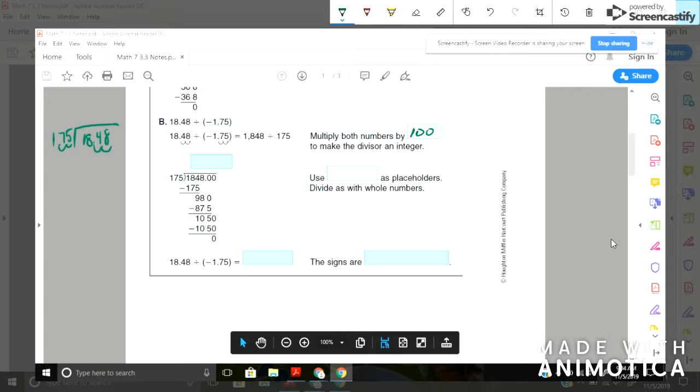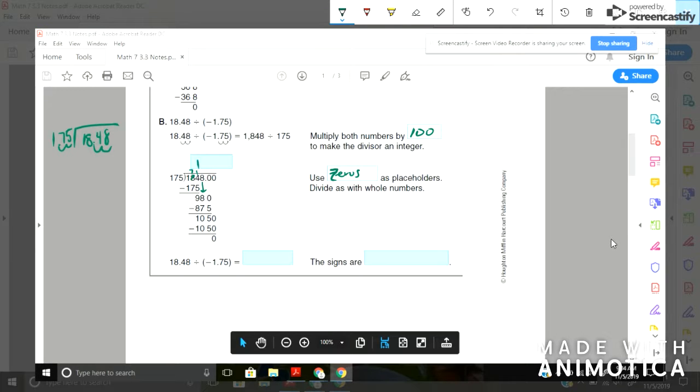If I need to, I can use zeros as placeholders. You see, they just added zeros here to the end, just like you would with regular division. All right, 175 goes into 184 one time, and 1 times 175 is 175. Okay, subtract. You'd get, let's see, borrow. This becomes a 7. 14 minus 5 would be 9. And 17 minus 17 is 0. And bring down my 8.